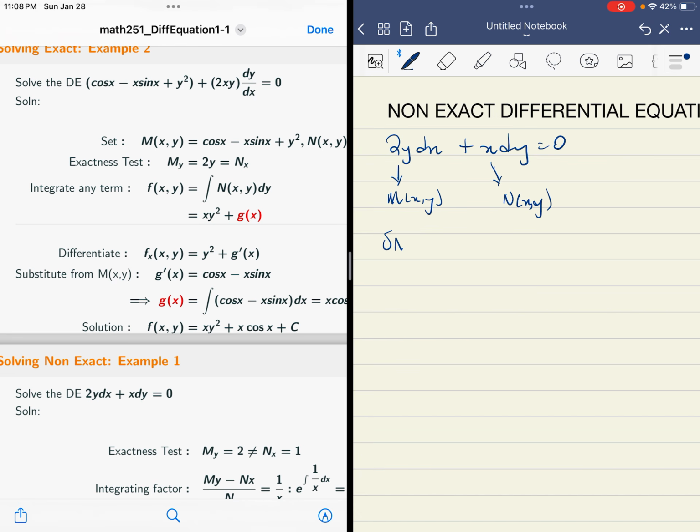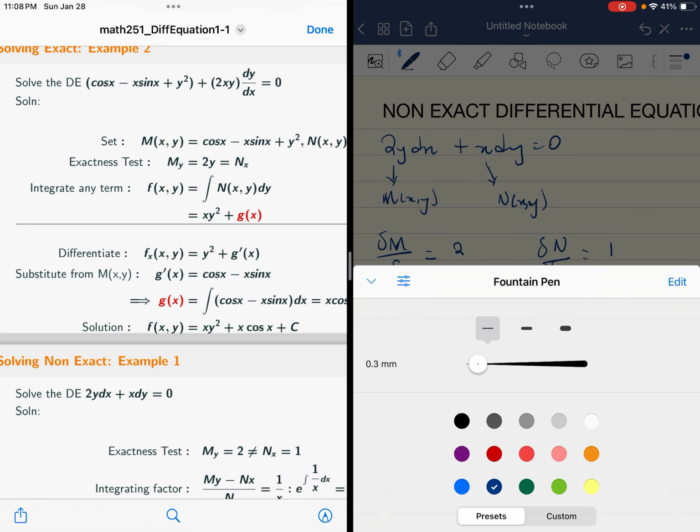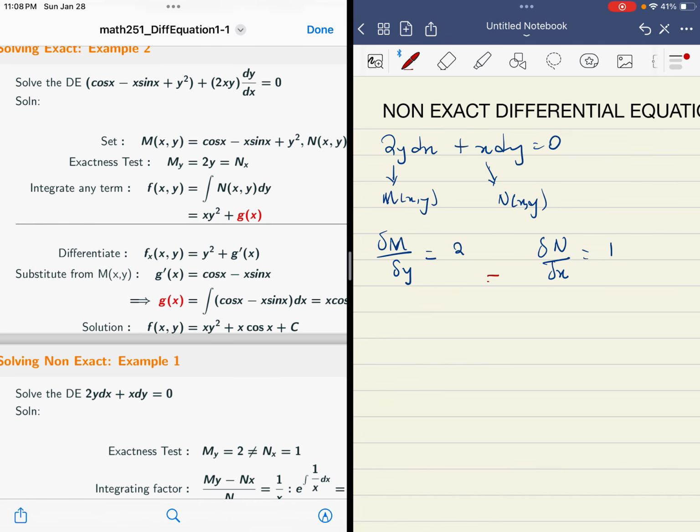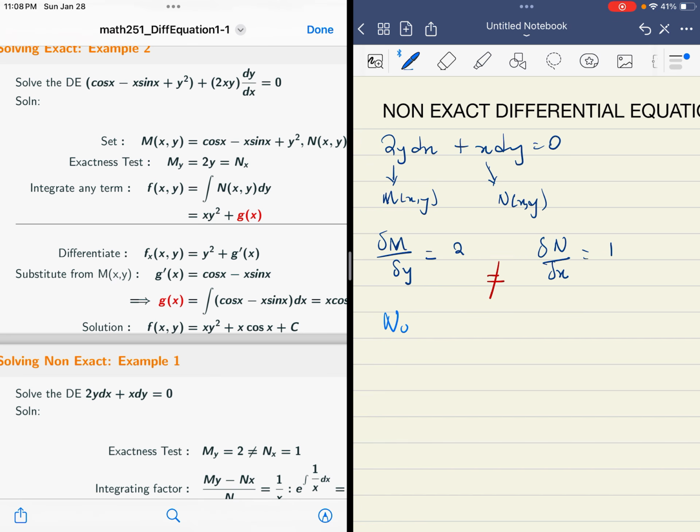So we find the partial derivative of m with respect to y. When we do that, what do we get? 2. Then we take partial derivative of our n with respect to x. When we do, what do we get? We get 1. What do we see here? That these are not equal. Because it's not equal, we conclude that it is non-exact.